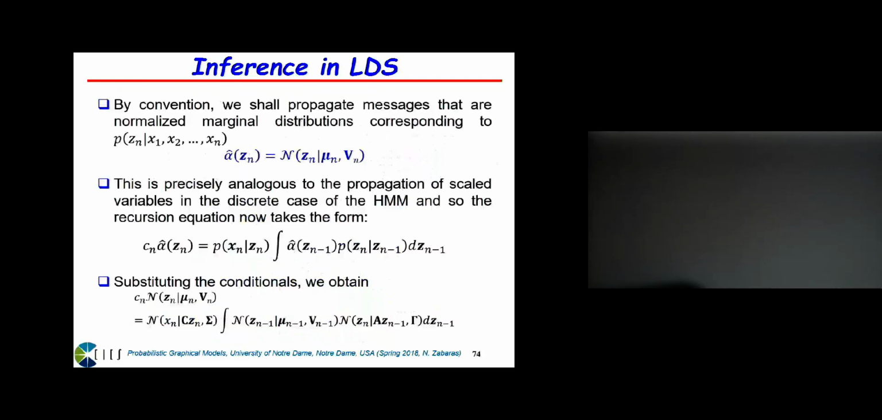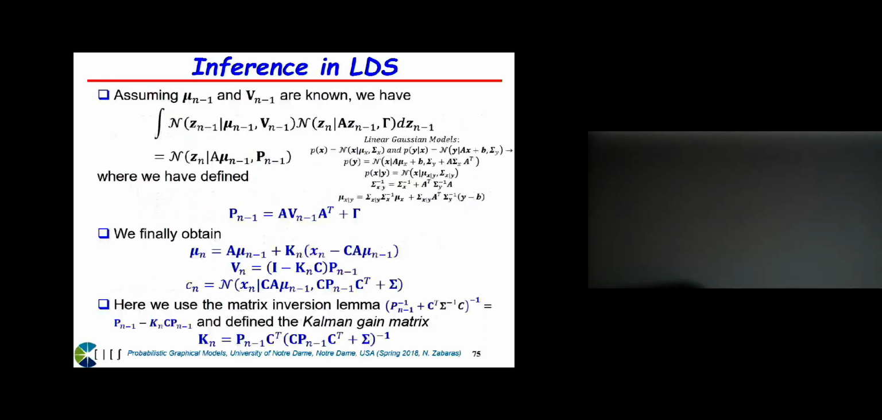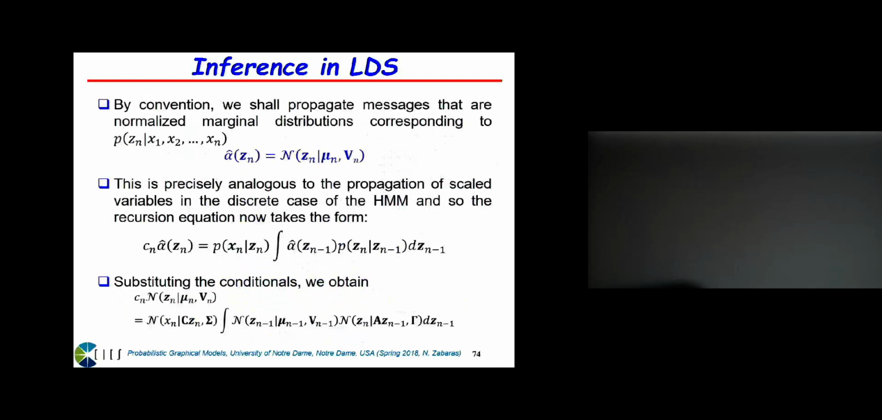Now look at this formula. So this integral comes out to be a Gaussian in Zn. And what is this integral? It is a Gaussian in Xn that has a mean that is a linear function of Zn. So what can we do? We need to do two things, right?